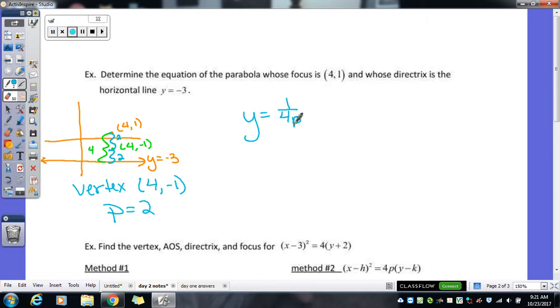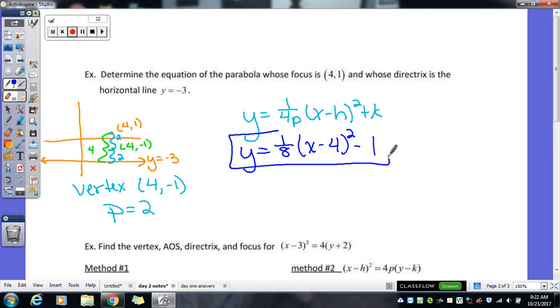So then again, writing the formula, I recommend writing it each time you're going to use it, only because it will help you commit it to memory. So just keep writing it over and over again, it'll help you memorize it. So y equals 1 over 4p times x minus h squared plus k. And then let's plug in our numbers. So y equals 1/8, because I would have 4 times my p value of 2, so 4 times 2 gives us 8. X minus 4 squared minus a 1, because my k value this time was negative, so it would be minus the 1.